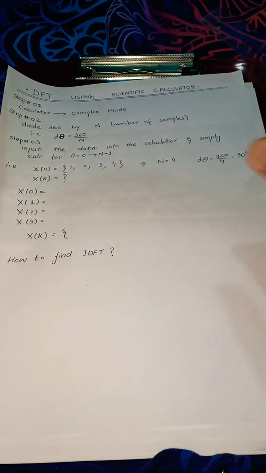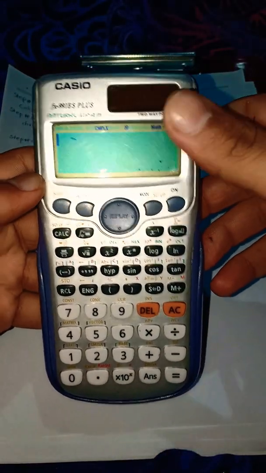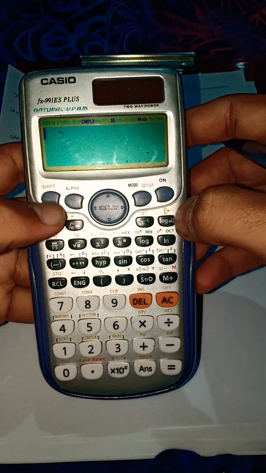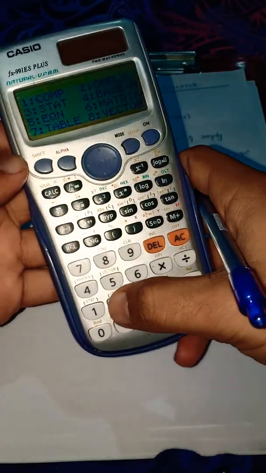So it's very simple. The first step is to put the calculator in the complex mode. It's already in the complex mode, but if you don't know, just type mode and go to the complex mode.